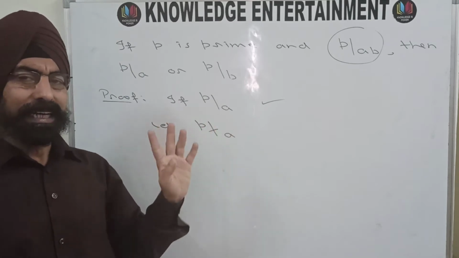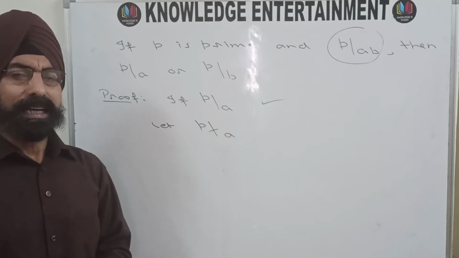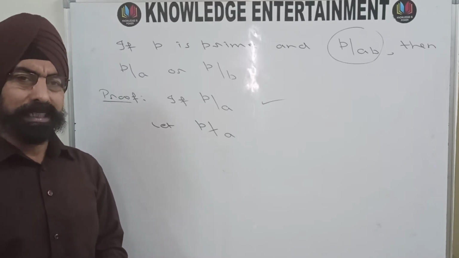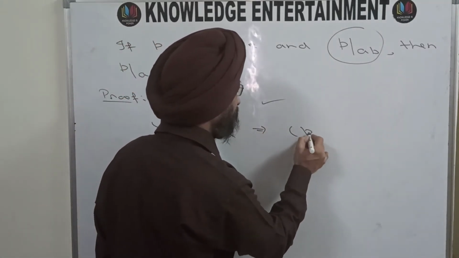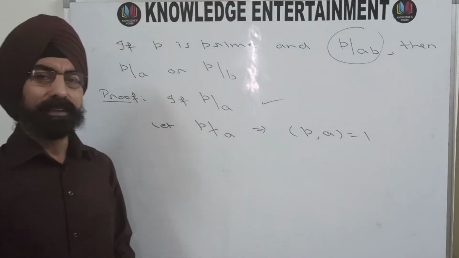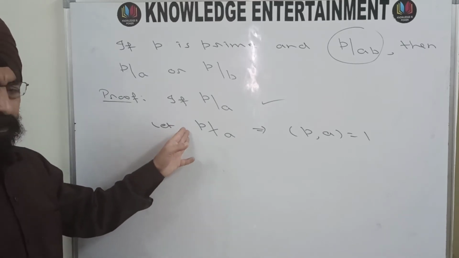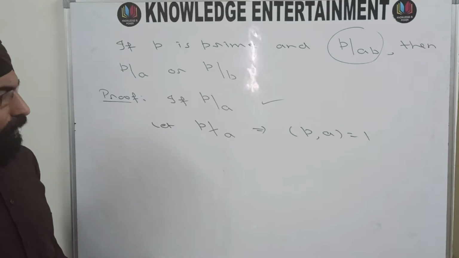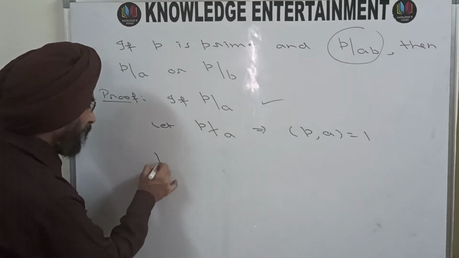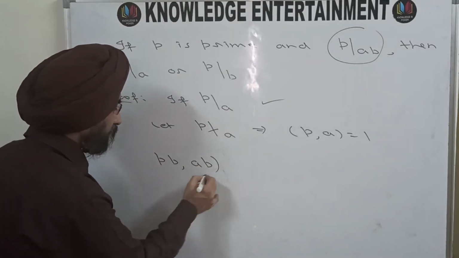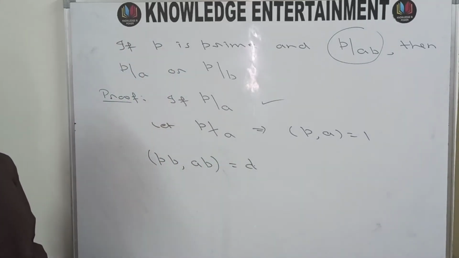Now P does not divide A and P is a prime number. We know that a prime number has only two divisors, 1 and P itself. So P does not divide A means GCD of P and A is 1. That is very much clear because P is a prime number and P does not divide A. So P and A have GCD 1, and look at PB and AB. Suppose their greatest common divisor is D.